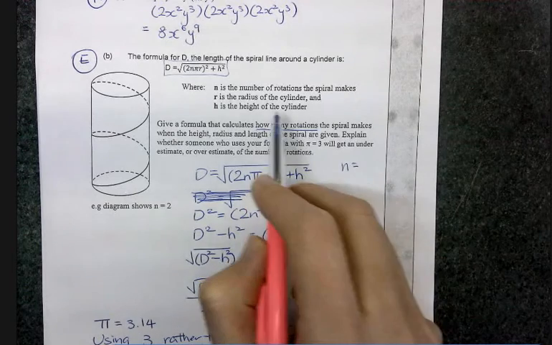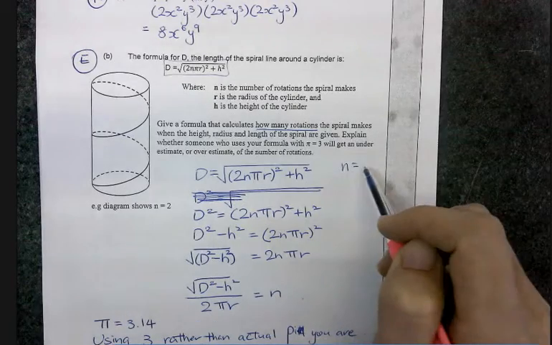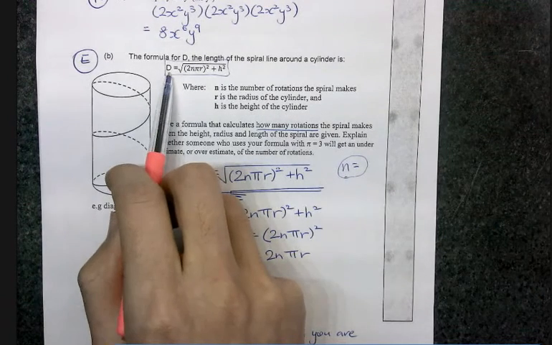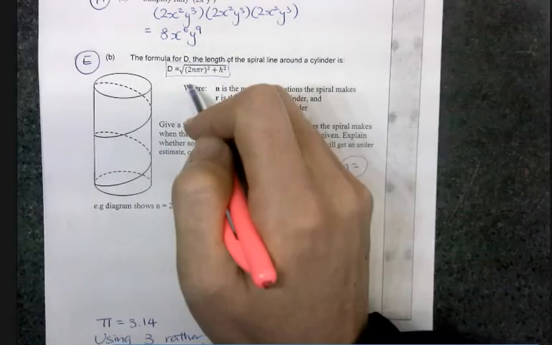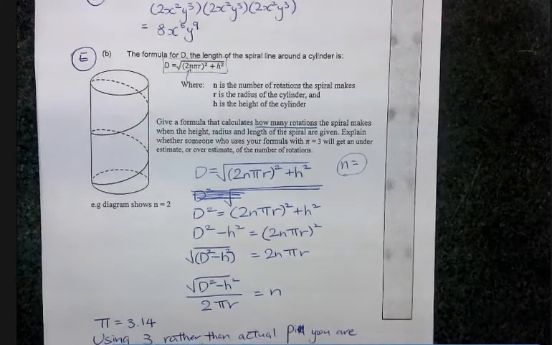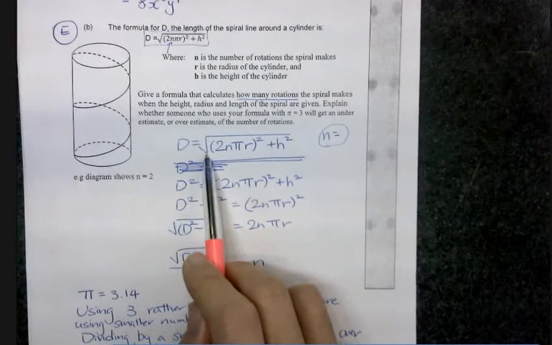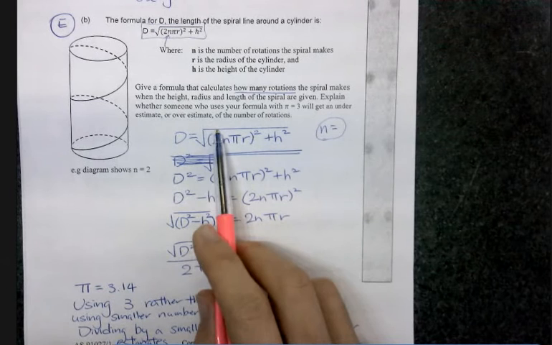So if you look up there, n is number of rotations that spiral makes. So it needs to be n equals. What they're wanting you to do using the formula up there is that it needs to become n equals, and you got n here, and that needs to become the subject. So this is me just copying down the formula as it is. I need to get rid of that square root sign. So what I've done is I squared everything.